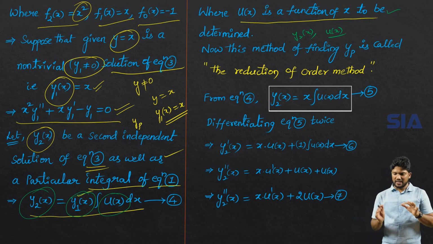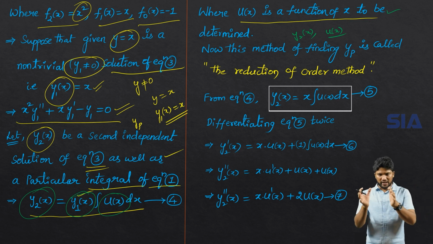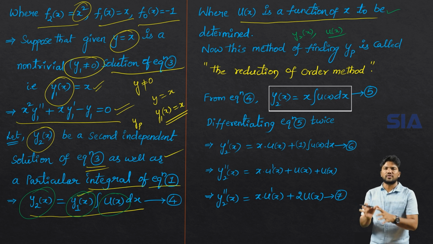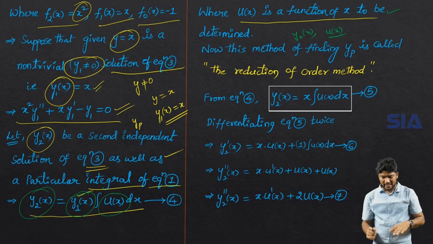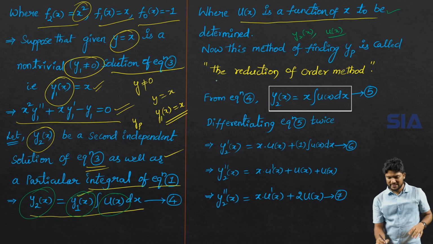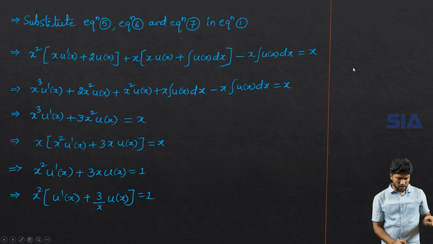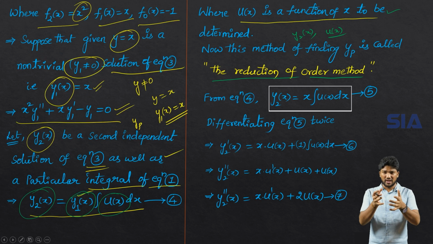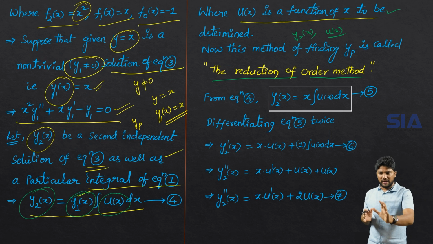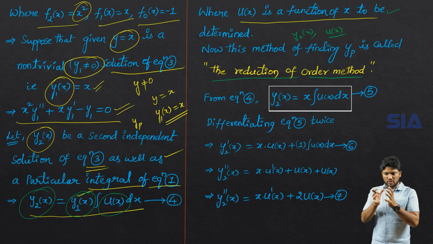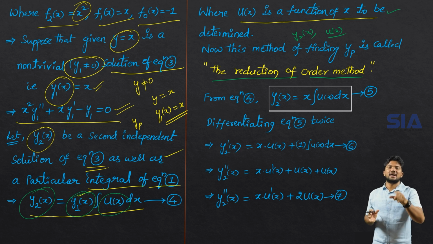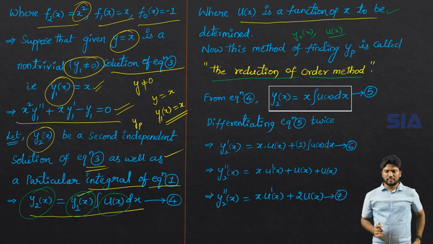Now whatever procedure we are following to find y suffix p, that is the particular integral, that method is called the reduction of order method. Okay, the reduction of order method. Now you are getting into the concept. The way of finding the particular integral is called the reduction of order method.